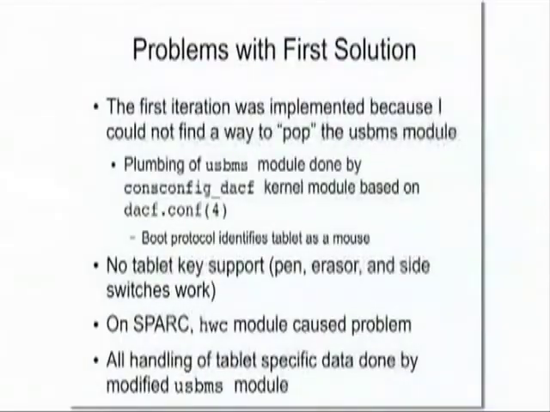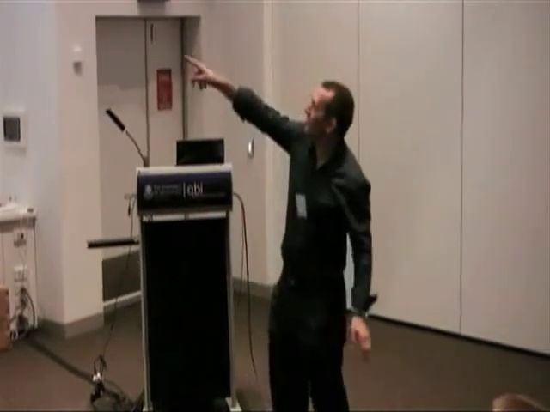Problem with the first solution. I couldn't find a way to pop the USB MS module. Well, it turns out about a year and a half later, after I did this, I was starting to play around with it, and I happened to open the underlying HID device. The module's gone. I didn't realize, I spent a lot of time trying to figure out how to get around this stupid dacf.conf stuff.